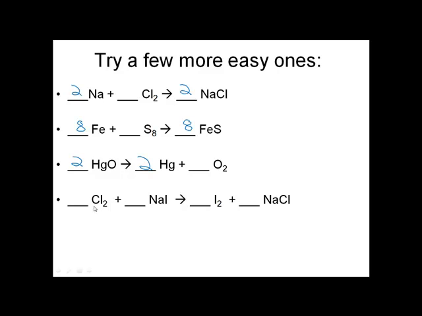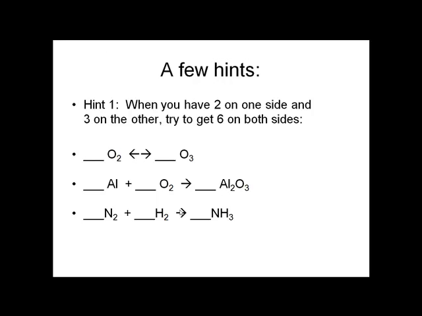Last example, I have 2 Cl's on the left, only 1 on the right. So I'll put a 2 there. That gives me 2 Na's on the right, so I need 2 Na's on the left. There's 2 I's on the left, 2 I's on the right. Good. Nice, easy ones.